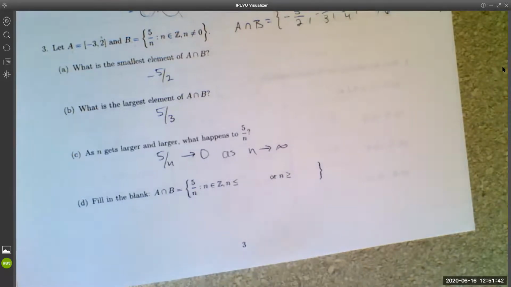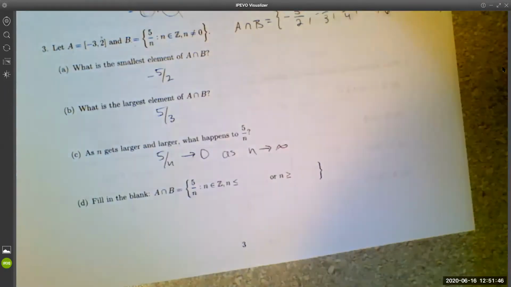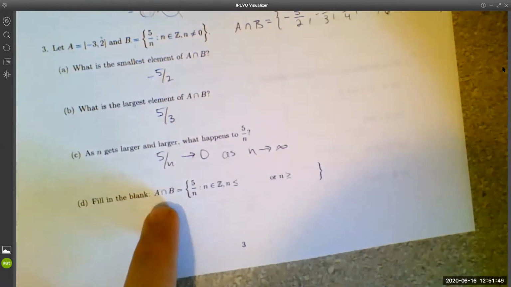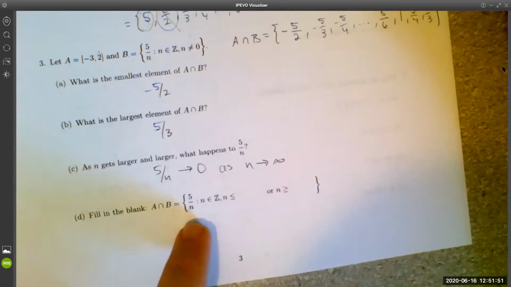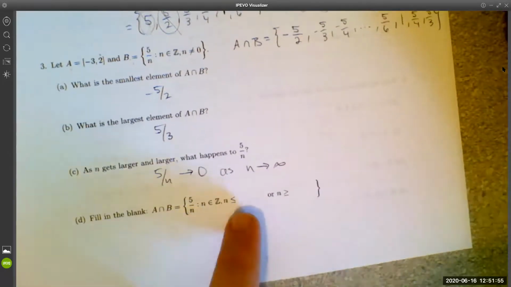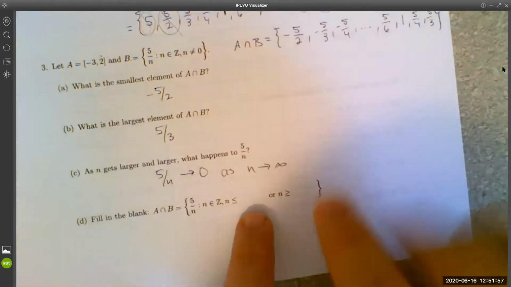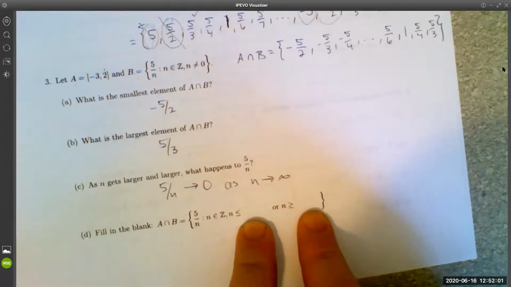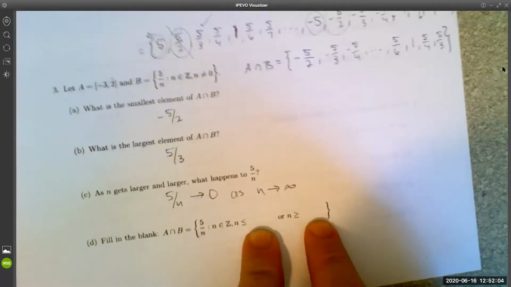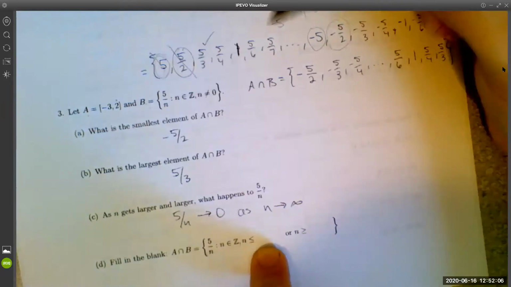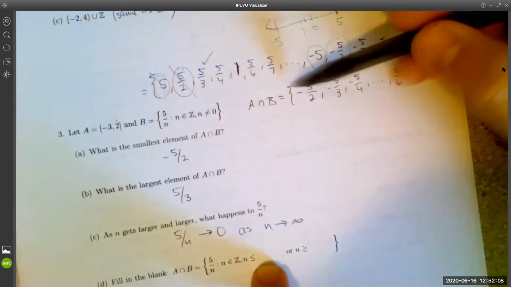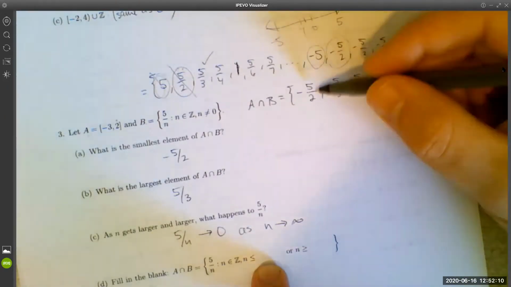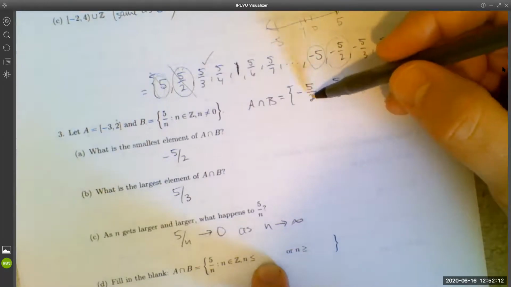Okay, part D, fill in the blank. A intersect B is the set of all numbers of the form 5/n where n is in Z and n is, okay, n is less than something or n is greater than something. So I think we kind of figured this out up here, right? It's like n could be less than or equal to -2, right?